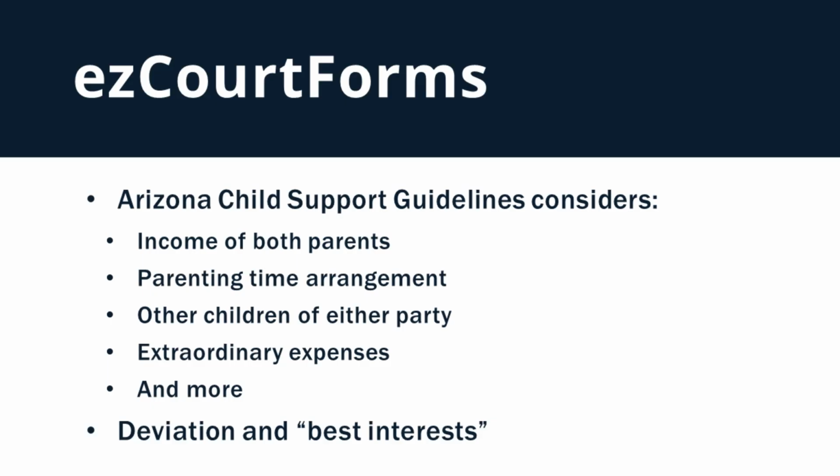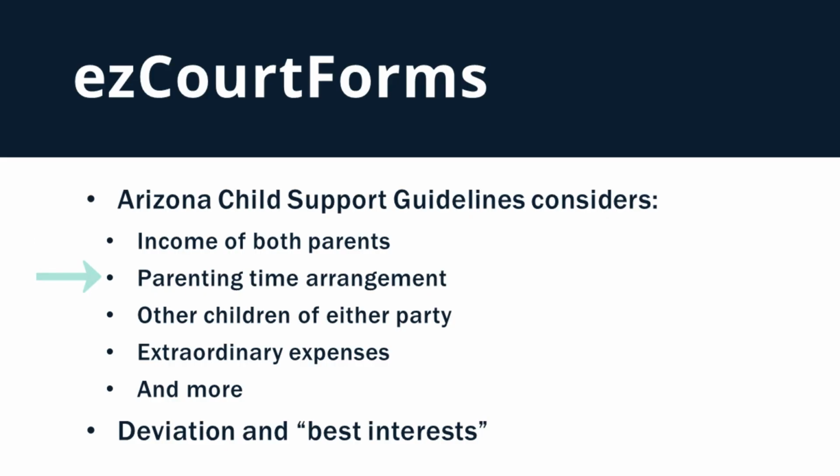The Arizona Child Support Guidelines formula considers several things. First, it considers the income of both parents. If you don't know the income of the other parent, you can use an amount you know they have made in the past or are capable of making. It would then be their responsibility to dispute that amount.